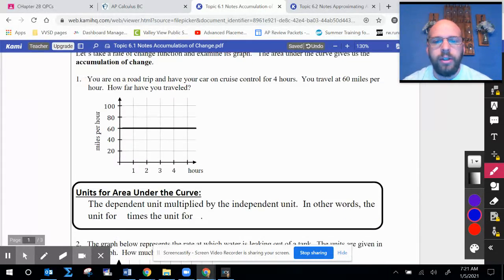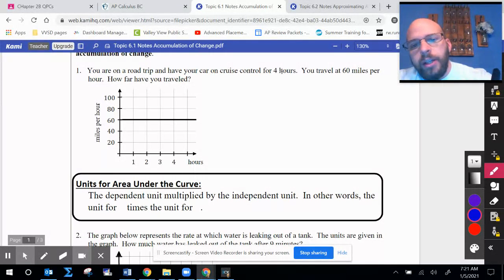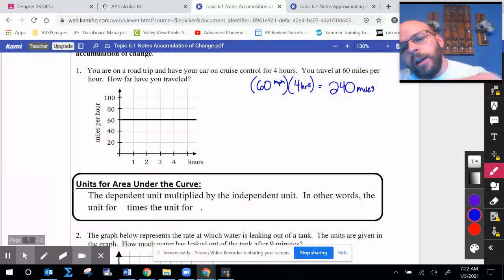Now here's a little application problem, something that's fairly relatable to you guys. If you're on a road trip and you put the car on cruise control for 4 hours, traveling at 60 miles per hour, how far have you traveled? I think most of you know distance equals rate times time. So if I'm traveling 60 miles per hour times 4 hours, that's going to give me 240 miles.